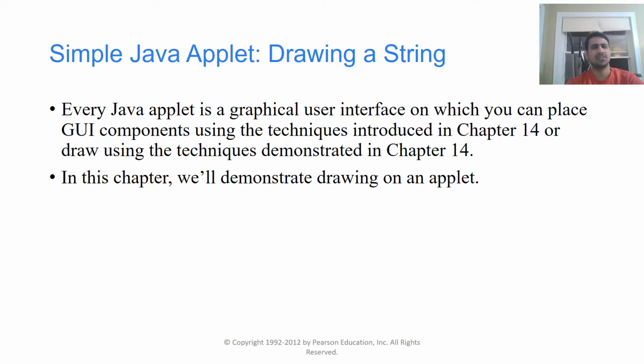Now we are going to discuss a simple Java applet drawing a string. Every Java applet is a graphical user interface. It is a GUI based application on which you can place GUI components, or draw using the techniques demonstrated in our previous chapters. As we have discussed in chapters 14 and 13, we have seen how to draw by drawing a string.